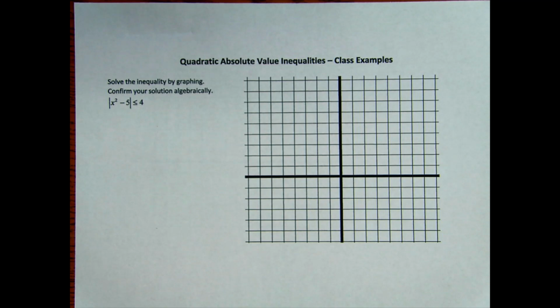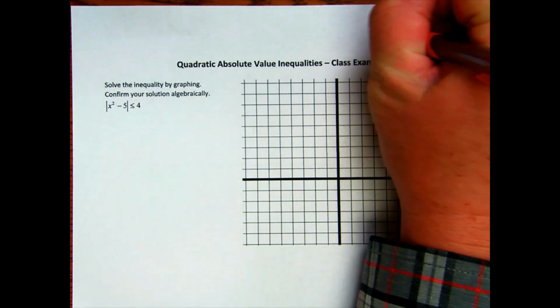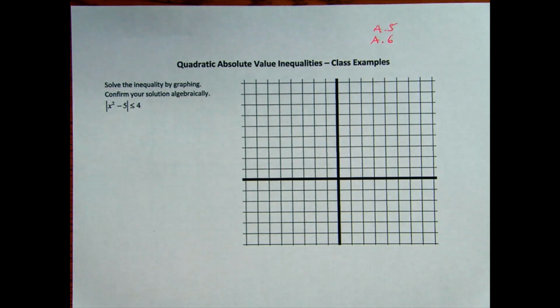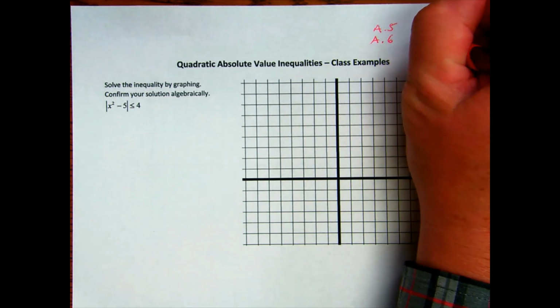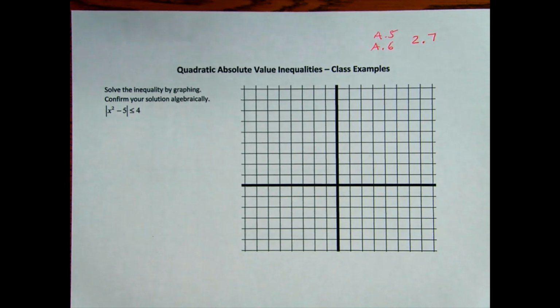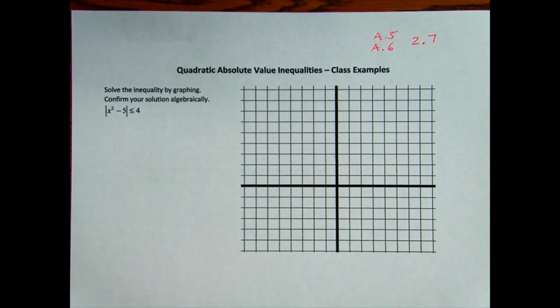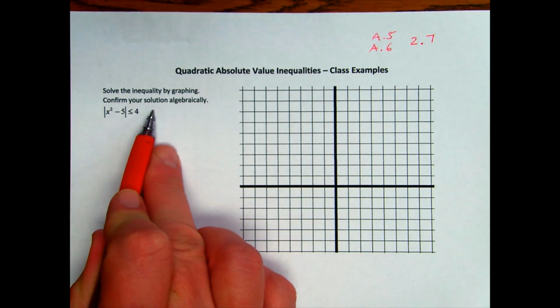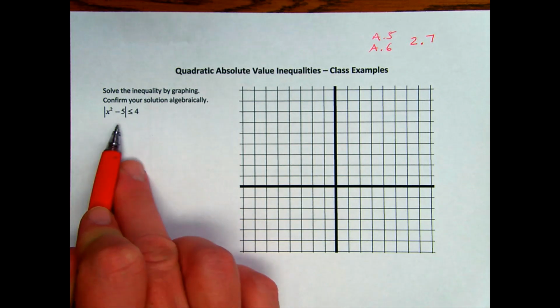Okay, this is video number 4 for a unit that we're doing that comes from several spots in our textbook, A5 and A6, which are the supplementary sections in the back, and then 2.7 in the main part of the textbook. The first example for today, the instructions are: solve the inequality by graphing, confirm your solution algebraically, and this is our problem of interest for number 1 here.